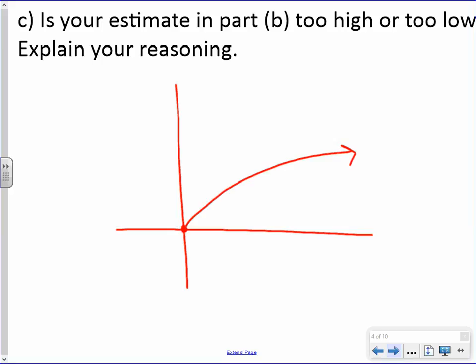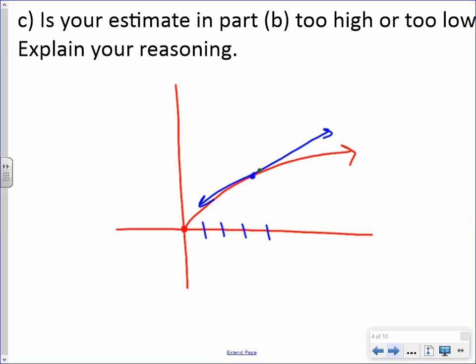Our graph is concave down, which means our tangent line will sit above the curve. Therefore, this approximation right here is going to be an over approximation because we use the tangent line sitting above the curve to approximate. Okay. That will be a very popular question throughout the course of this class.